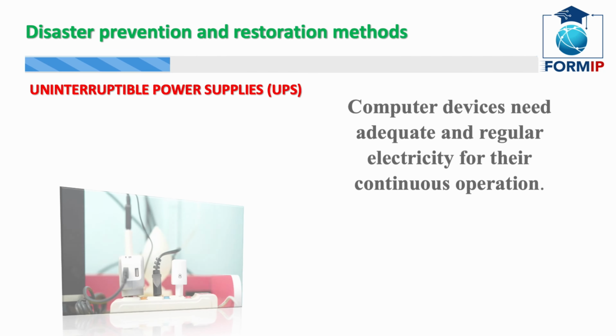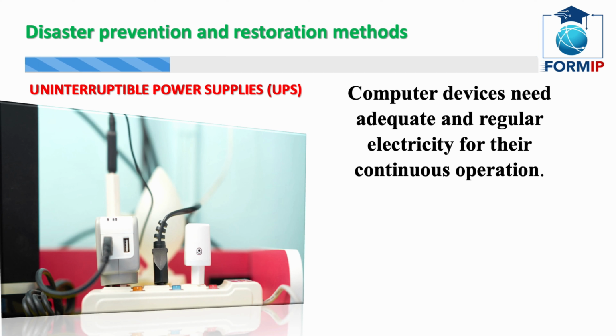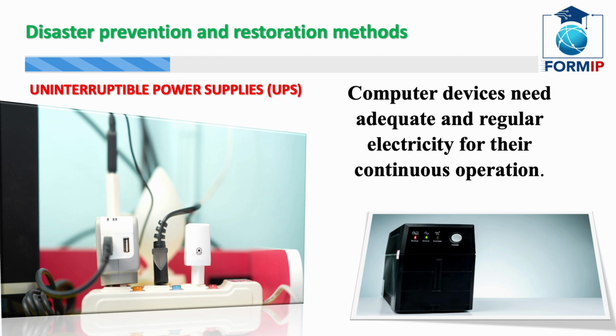Uninterruptible power supplies, UPS. Let's now look at how to protect the power supply of an IT system in the event of power outages or fluctuations. Computer devices need adequate and regular electricity for their continuous operation. It is therefore important to provide a backup power system in case of a power cut. This is where UPS come in.